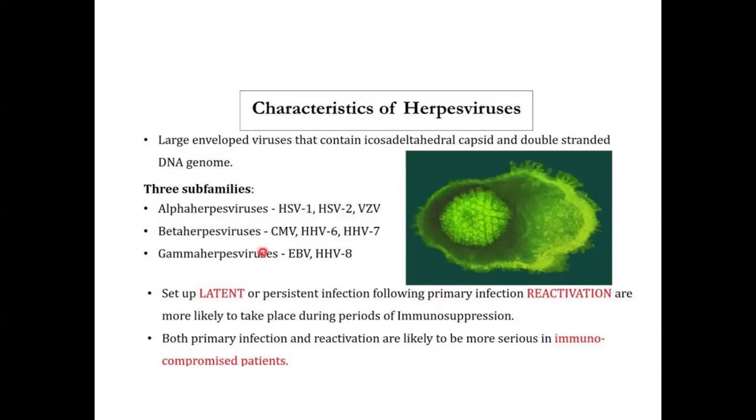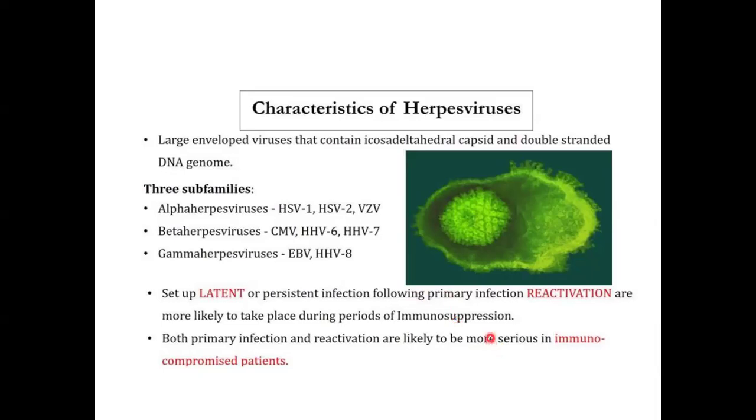For beta herpes, we have CMV, which is herpes 5, human herpes virus 6, human herpes virus 7. And then for gamma herpes virus, we have EBV, which is HHV4, human herpes virus 4, and HHV8. Okay. They set up latent or persistent infection following primary infection. Reactivations are more likely to take place during periods of immunosuppression.